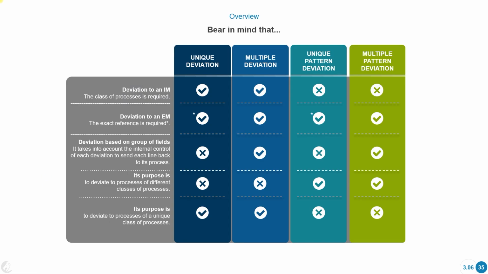Overview. Here we can see an overview of all the different types of deviations. So we have to bear in mind that we have 4 different types of deviations: unique, multiple, unique pattern, and multiple pattern.